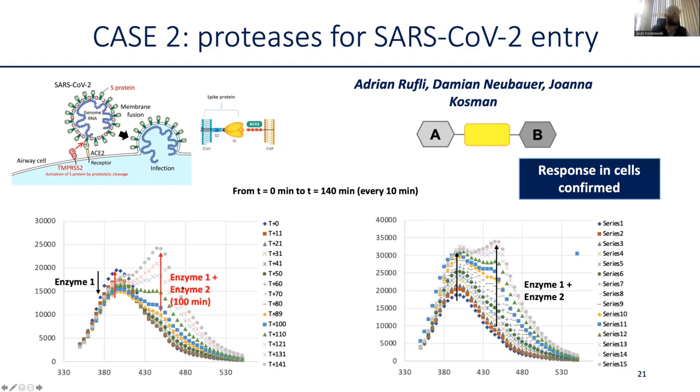You can see here that when we add the first enzyme, we have a drop in signal at one wavelength. And when we add both enzymes together, we have an increase in that signal intensity. So the ratio between the two is different when both enzymes are active versus when only one enzyme is active. Again, this can be reliably used. We have miniaturized the assay, confirmed its response in cells, and now we are developing a high throughput screening assay on the basis of that.